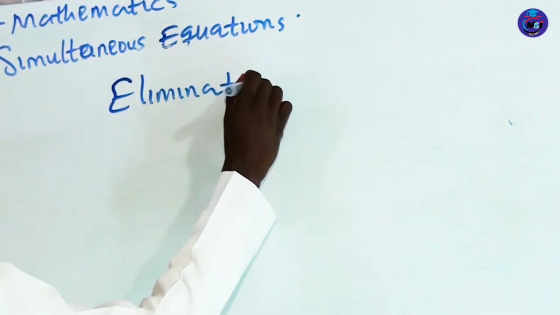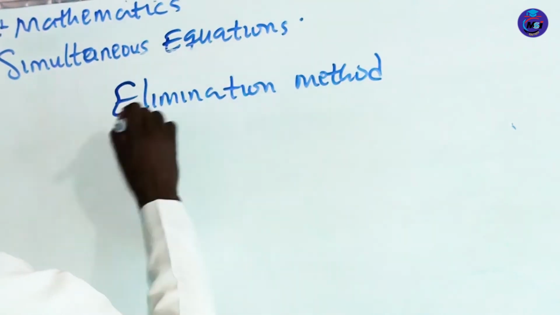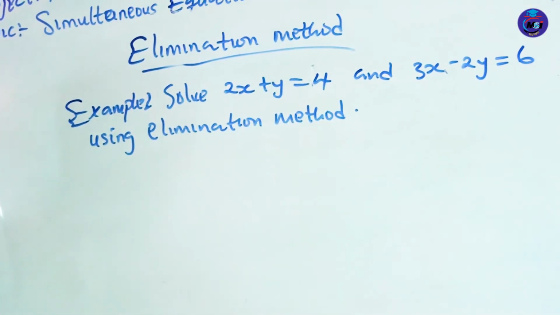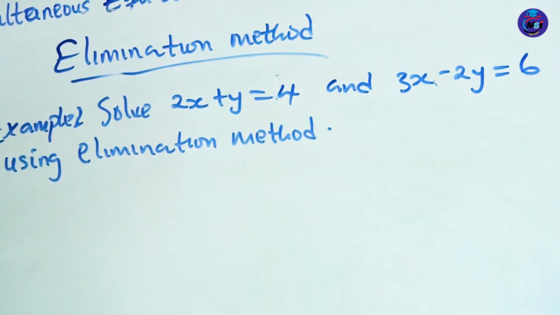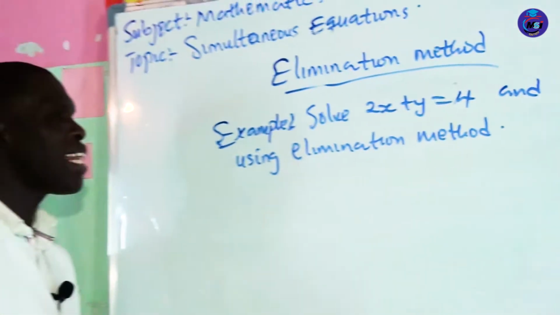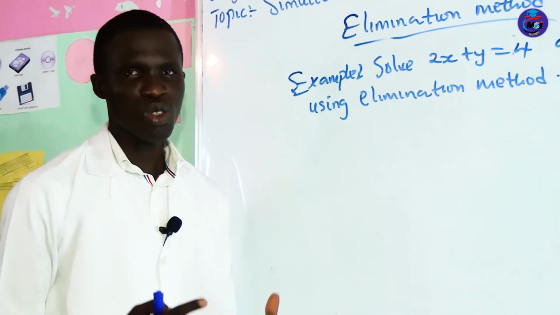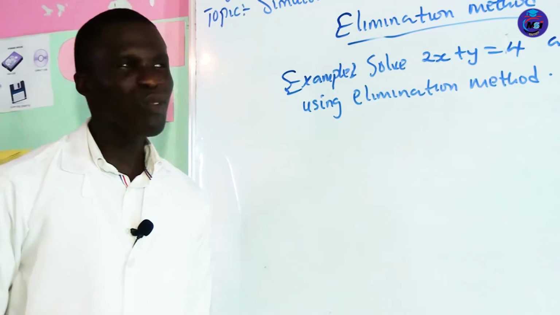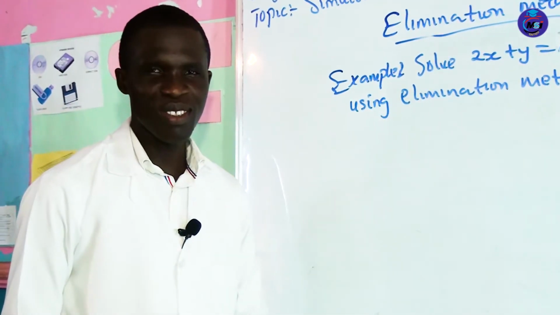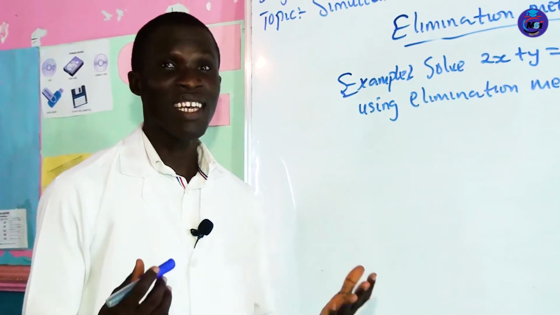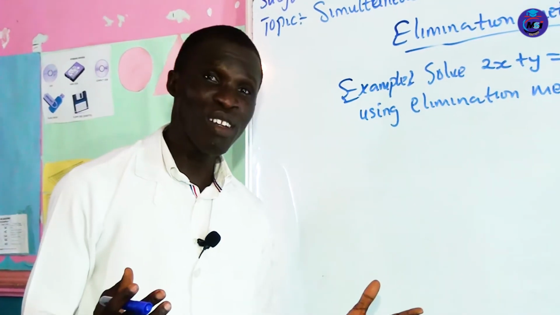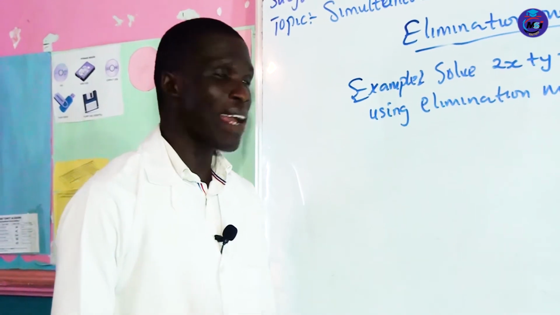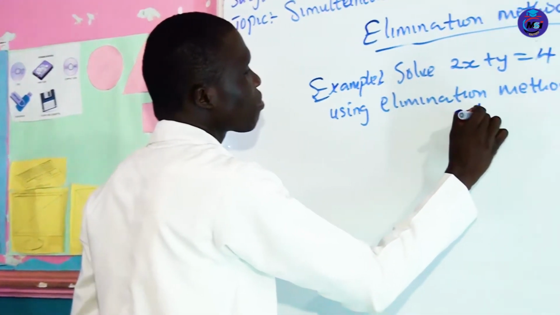Okay, class, we are going to look at elimination method. Example: solve 2x plus y equals to 4 and 3x minus 2y equals to 6 using elimination method. So how can we do this? Most of my students always love this elimination method, but I can say that it's very simple. It depends on the question given to you or the instruction given to you in the exam. Am I right? Okay. Solution.